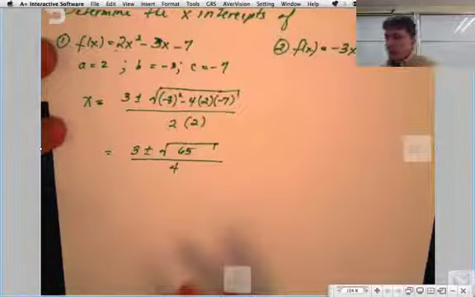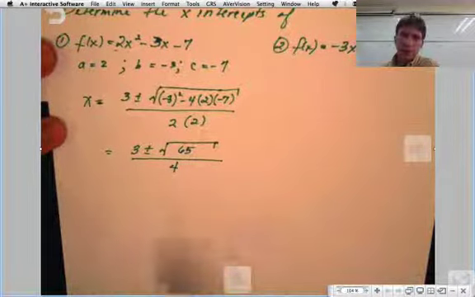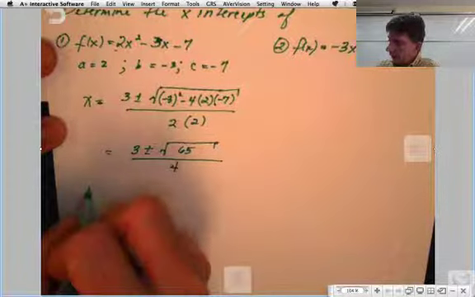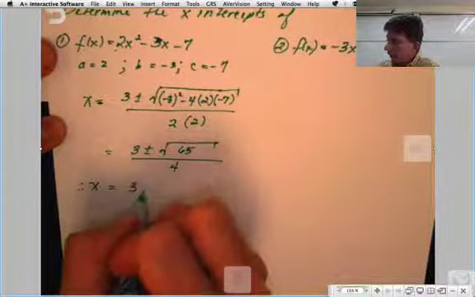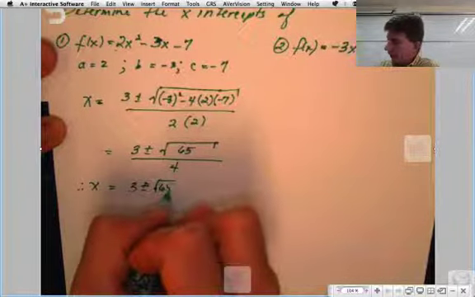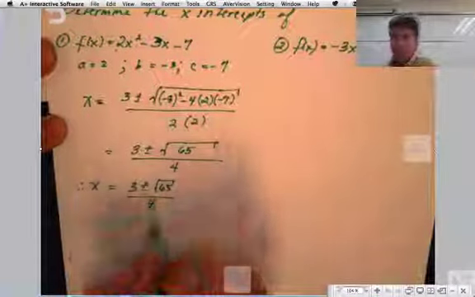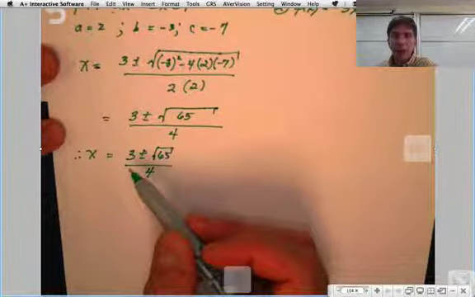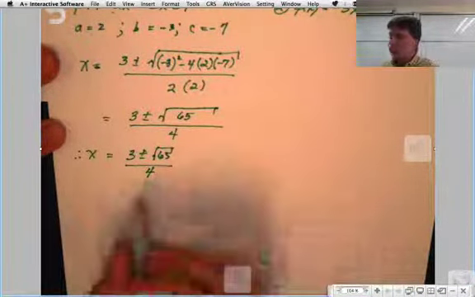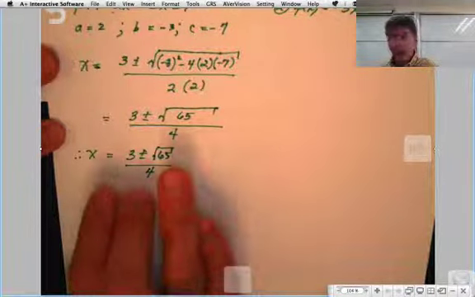Now, square root of 65 does not contain any factors that are perfect squares, so it's already simplified. So my final answer here would be that the x-intercepts are 3 plus or minus the square root of 65 over 4. Okay, there are two of them. One's 3 plus root 65 over 4, and the other's 3 minus root 65 over 4. So these would be the exact values. This is the preferred answer.